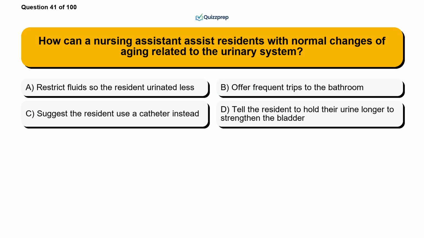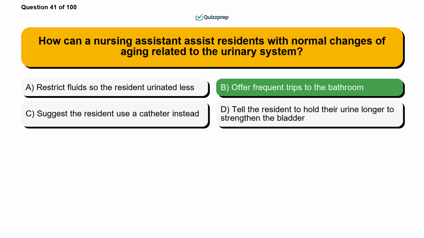Question 41. How can a nursing assistant assist residents with normal changes of aging related to the urinary system? Option A, restrict fluids so the resident urinates less. Option B, offer frequent trips to the bathroom. Option C, suggest the resident use a catheter instead. Option D, tell the resident to hold their urine longer to strengthen the bladder.